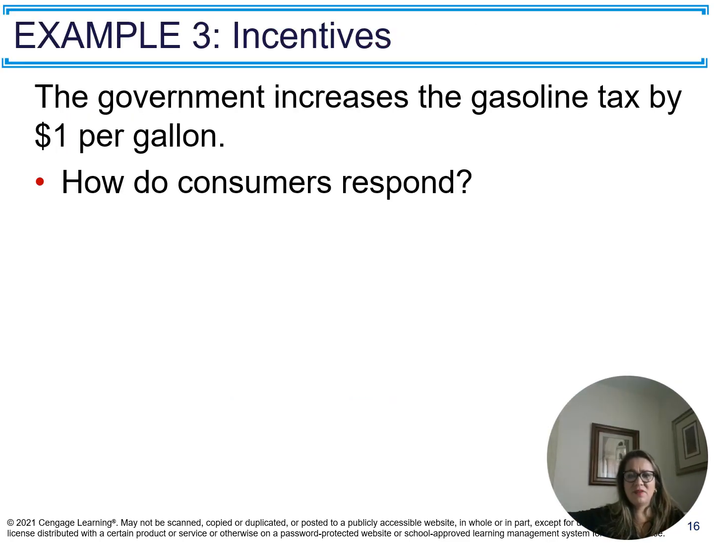So the government increases the gasoline tax by $1 per gallon. So how do consumers respond? So let's think about this for a second. When people show up at the pump, right, and they're gonna get their gas, and they see that it's $1 more expensive, they can't do anything about it, right? Tomorrow, every time I go to the gas station, there could be a change in the price of gas. You know that that's possible, but then initially you can't really do anything, right?